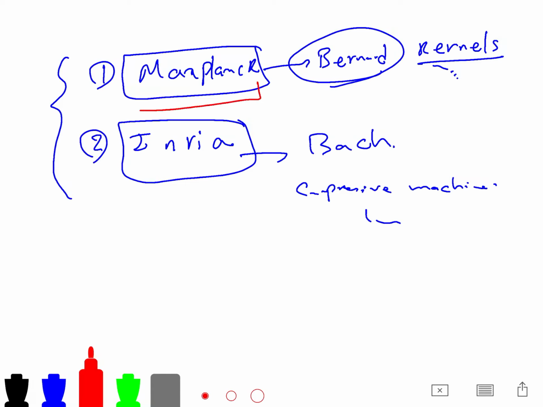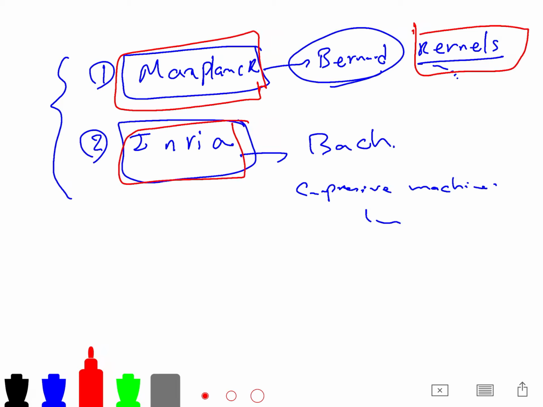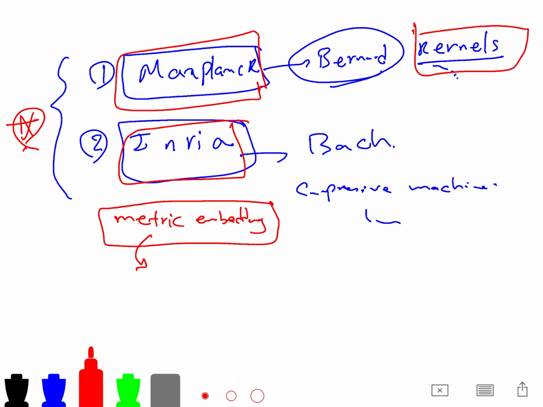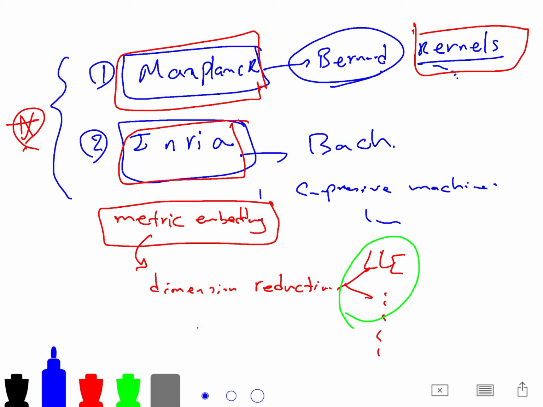And if you combine these Max Planck theories in machine learning, which use kernels, with the ideas in Inria, which use random projections, sketching, and metric embeddings, then we have a very powerful idea, much more powerful than deep learning, which is very naive, because deep learning uses maybe less than 1% of mathematics. But metric embedding, I haven't seen anything more useful than this, because this is the modern theory of dimension reduction. Things like LLE and manifold learning are all special cases of metric embedding.